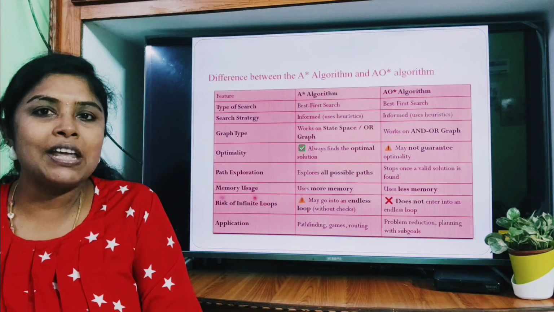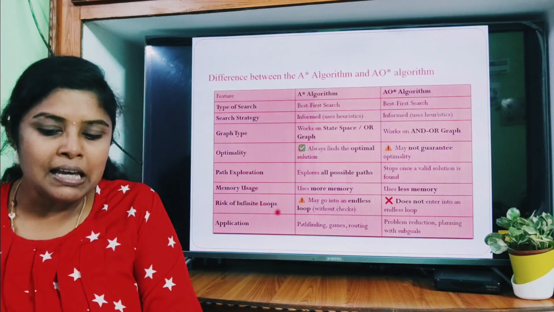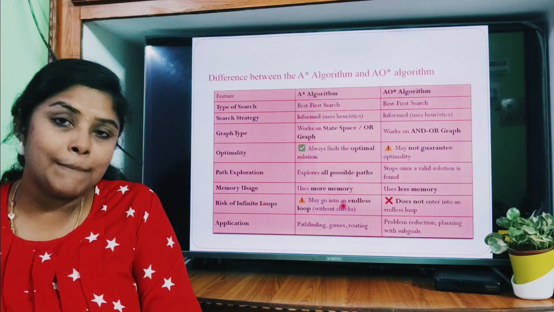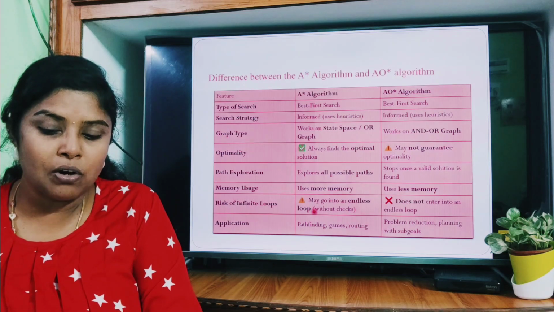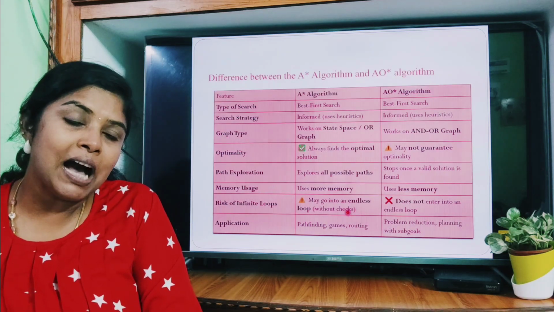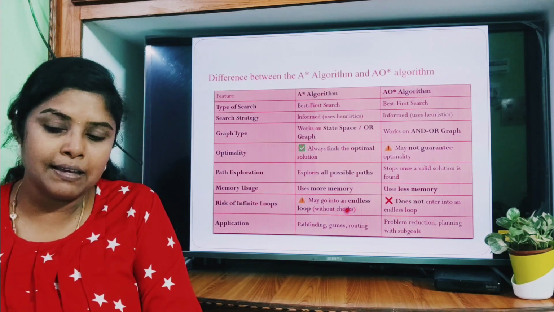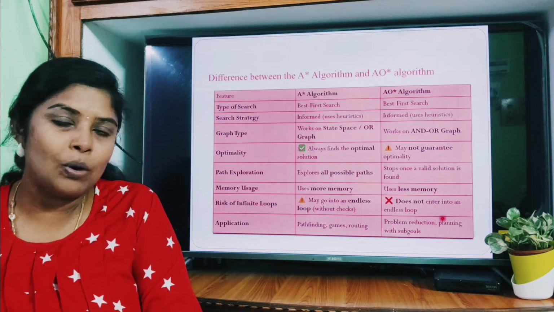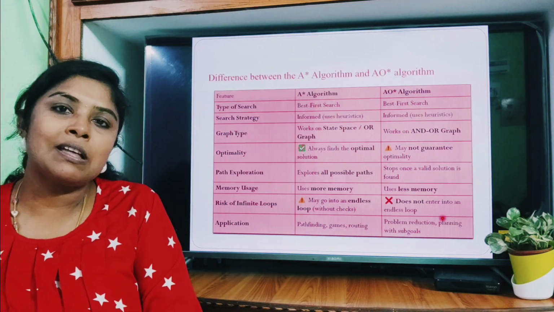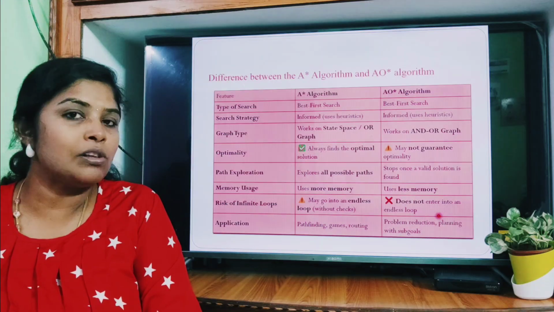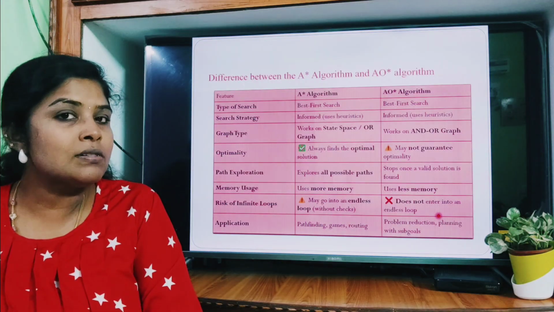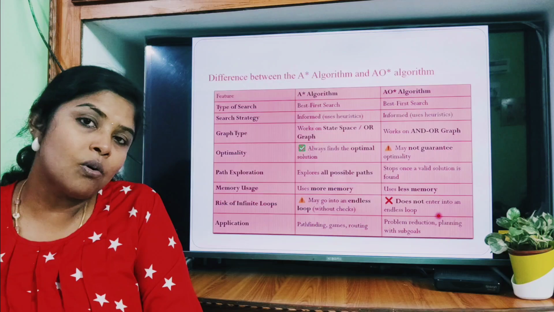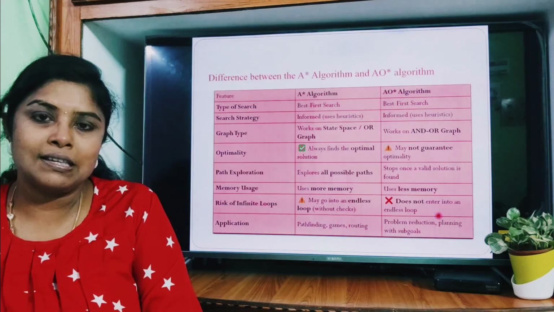Coming to the risk of infinite loops, the A star algorithm may enter endless loops because it may be checking again and again in the same place. Whereas the AO star algorithm will not enter into any endless loop because the heuristic values are updated, and although backtracking is done, because of the updated values, it will go in the path of least cost.